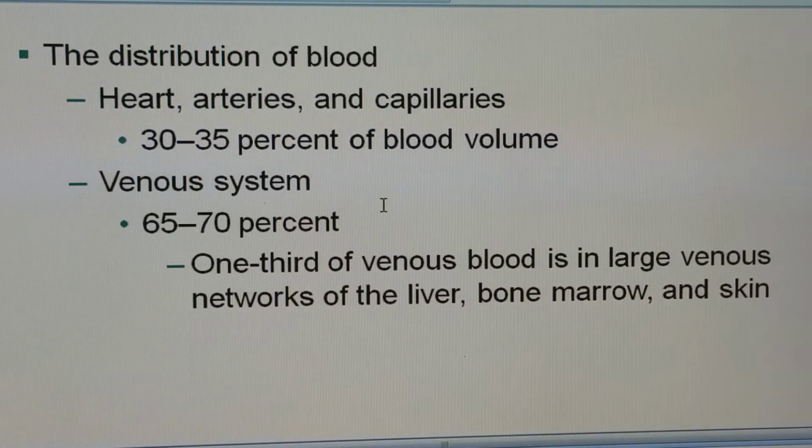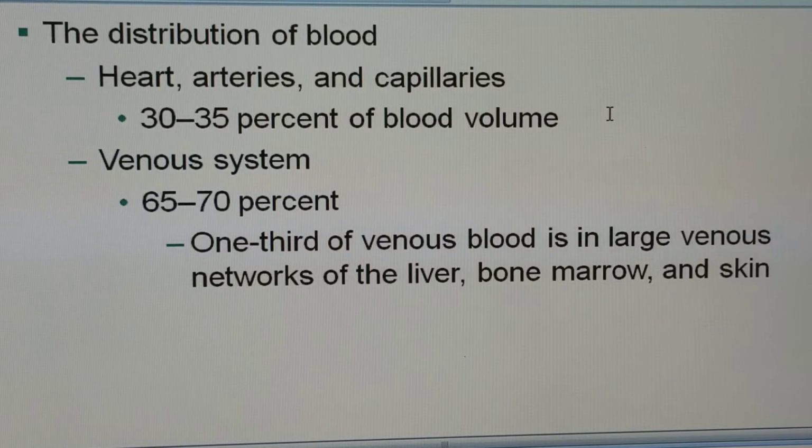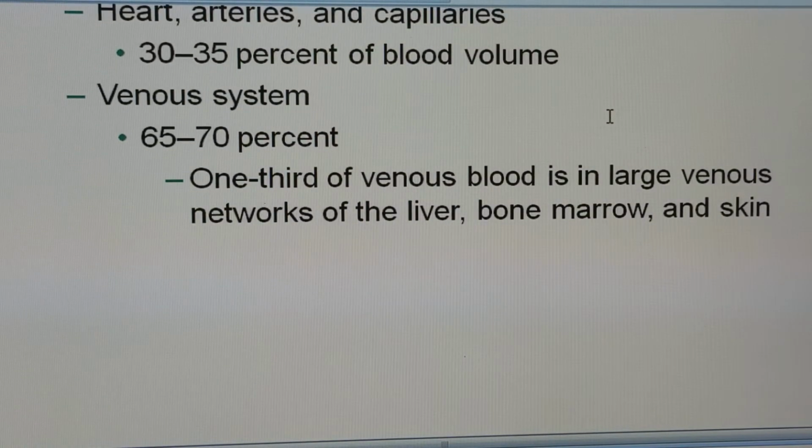One third of the venous blood is in large venous networks of the liver, bone marrow, and skin. So we have more venous blood in our body than we have arterial blood. Yes, we do. And it's considered to be a reserve amount of blood.